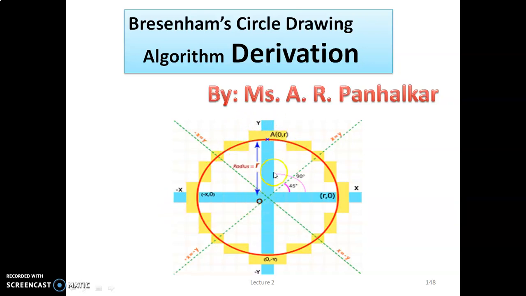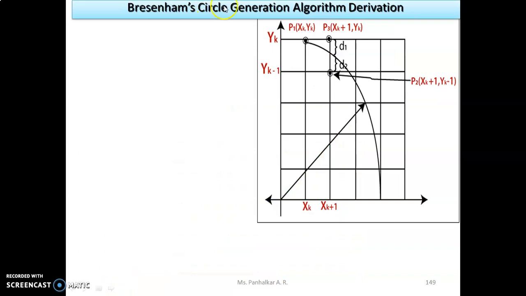Now this is a circle which is having the radius r. We always derive the equation for a circle having the center at 0, 0, and then we transform it to our required center. Now let us see how we are deriving the equation. As you know, our main aim is to find out which pixel we have to illuminate.